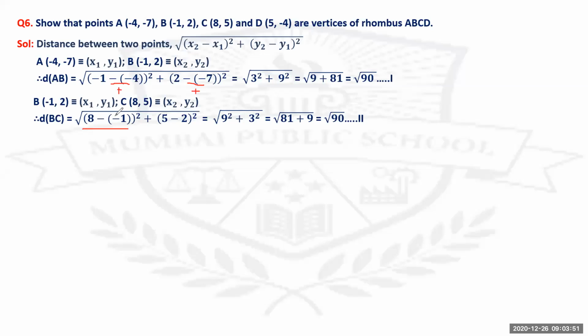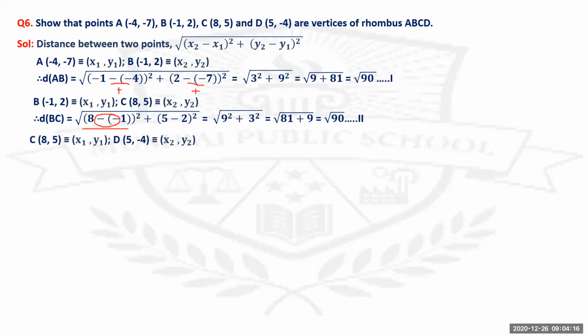8 minus of -1. So these two negative signs would be positive. So here you will get 8 plus 1, that is 9, and 5 minus 2, that is 3. So you'll get under root of 9 square plus 3 square, that is under root of 81 plus 9, that is root 90. We'll give this as equation number 2.